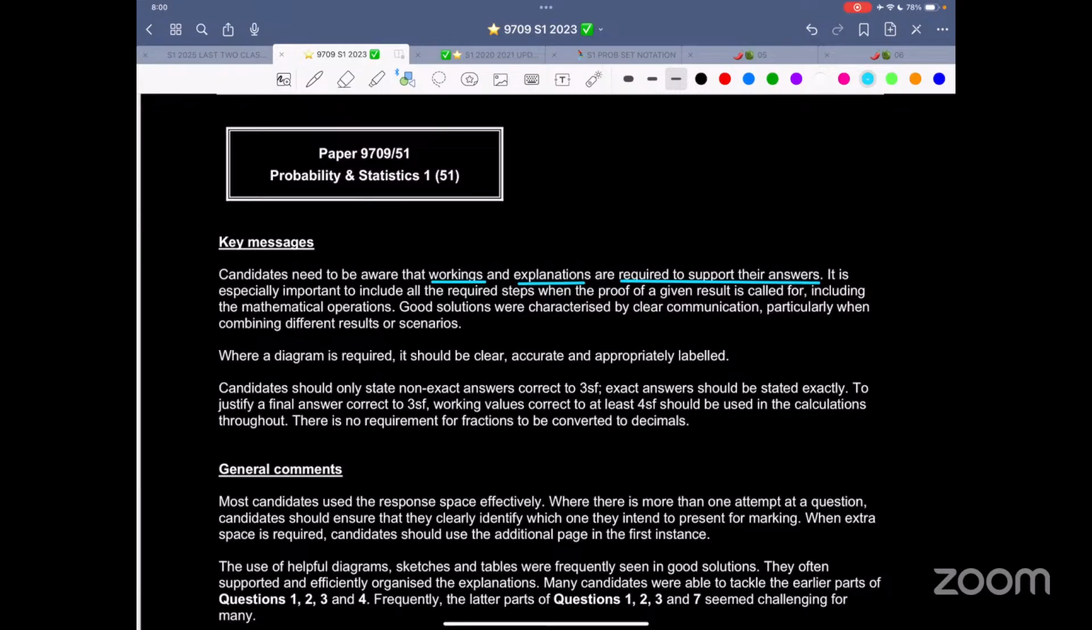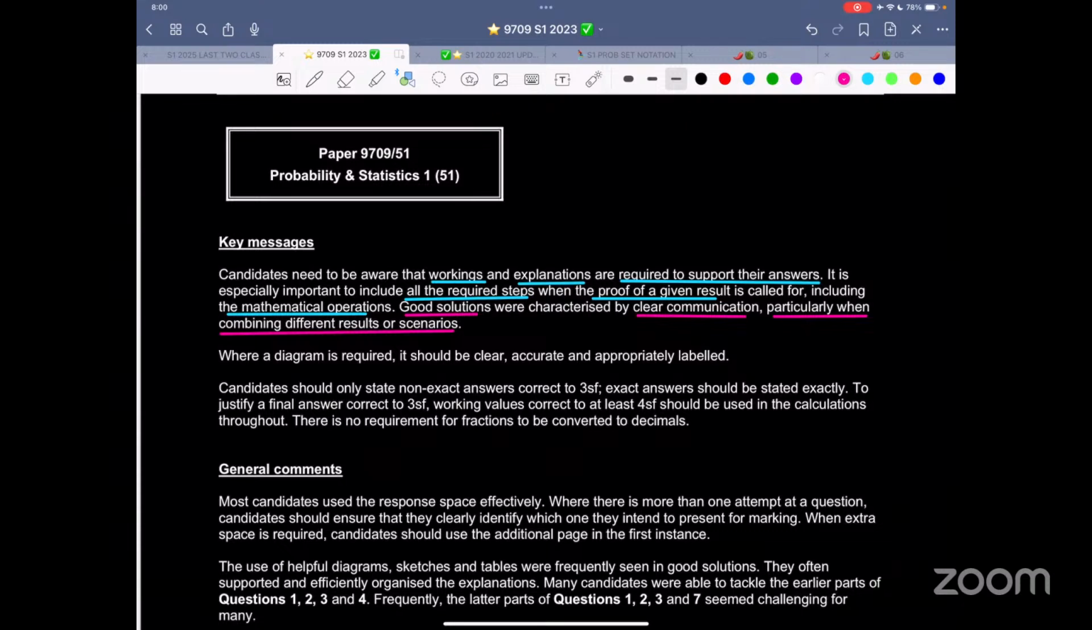It is especially important to include all the required steps when the proof of a given result is called for, for example, including the mathematical operations. So show that, find the probability x is equal to 3. You have to show everything. Good solutions: what is the definition of a good solution? Good solutions were characterized by clear communication, particularly when combining different results or scenarios.